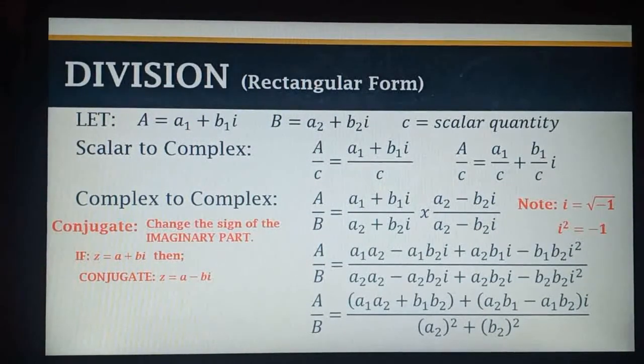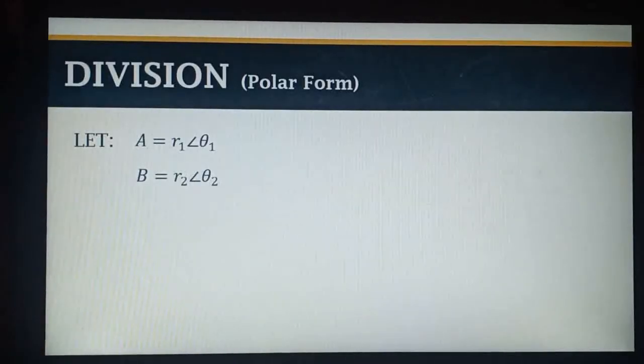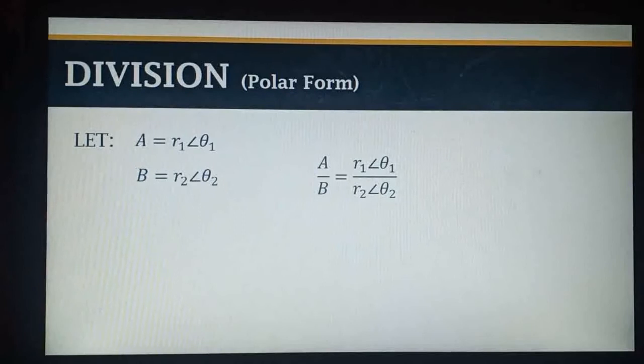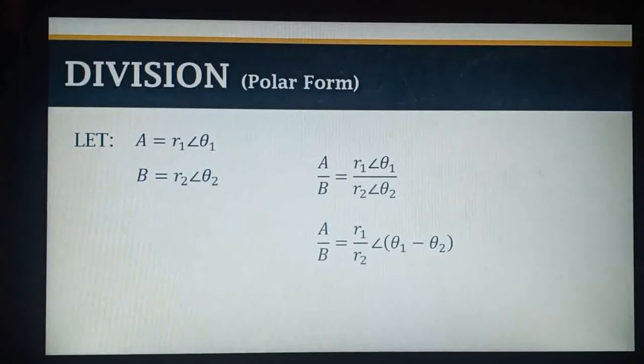Now the last operation is the division in polar form. So you were given complex A and complex B. All you have to do is to get A over B in polar form. So you have R1 angle theta 1 over R2 angle theta 2. So A over B can be R1 over R2. But the angle is theta 1 minus theta 2.